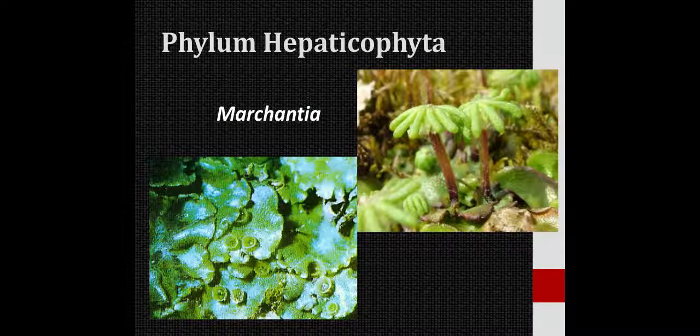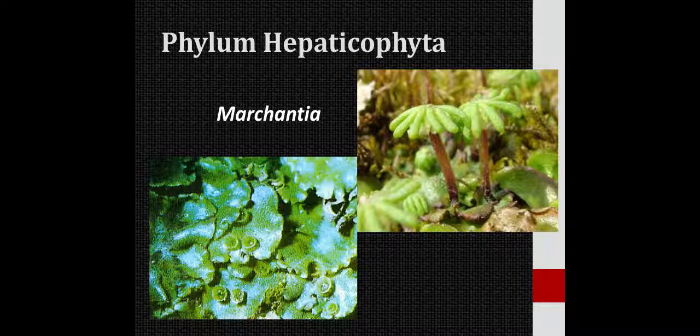This slide here shows us our phylum Hepticophyta, which we're going to look at the species called Marchantia. You can see on the bottom picture that flat leaf-like structure is called the thallus, and on it you'll see these little cups called gemmae cups. They are going to hold spores, and so if water gets into these cups and they overflow, the spores are released, and then we have asexual reproduction.